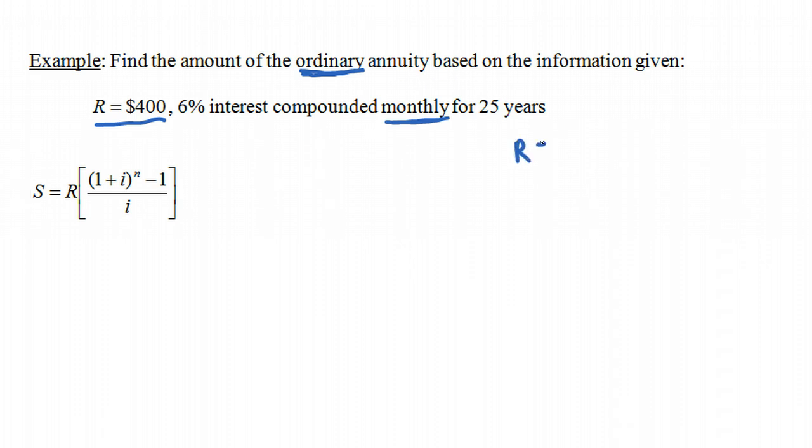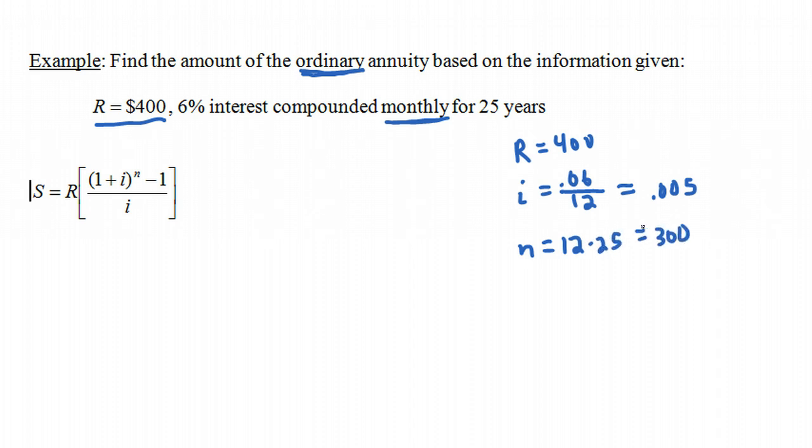Notice that the R would be 400. The interest rate, I, is 0.06 divided by 12, right? You have to take the 0.06 and divide it by 12. If we were talking about little r, it would just be 0.06. But little i is 0.06 over 12, which I believe is 0.005. Okay, and N is the number of payment periods, basically how many times you're putting in this $400. Well, you're making 12 payments per year for 25 years, and 12 times 25 turns out to be 300.